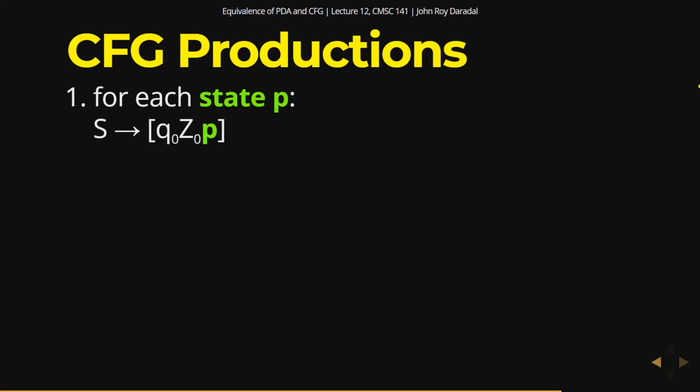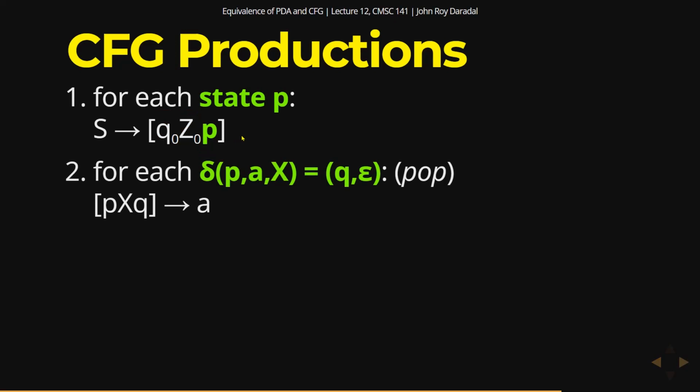First is for each state, we have to add this for the start symbol. So S is equal to Q0 Z0 with the state P, because we don't care what state we end up in, for as long as starting from the start state, we will remove Z0, which is the bottom marker, to make the stack literally empty. And then for each pop pattern in the transition function, we will follow this pattern for the production. So that's P X Q as the variable is equal to A, because that means that we transition from P to Q and popped off X, right, on input symbol A.